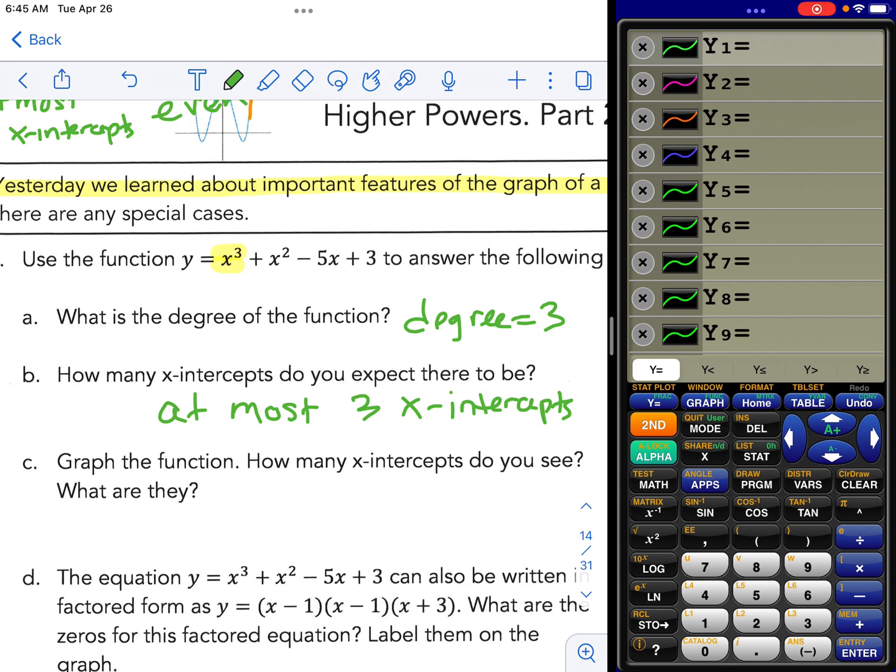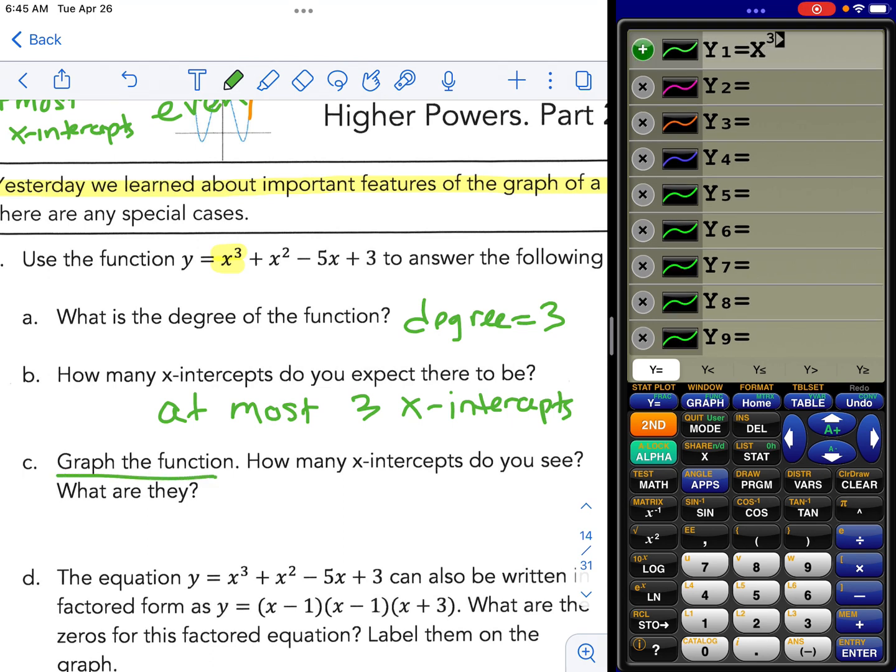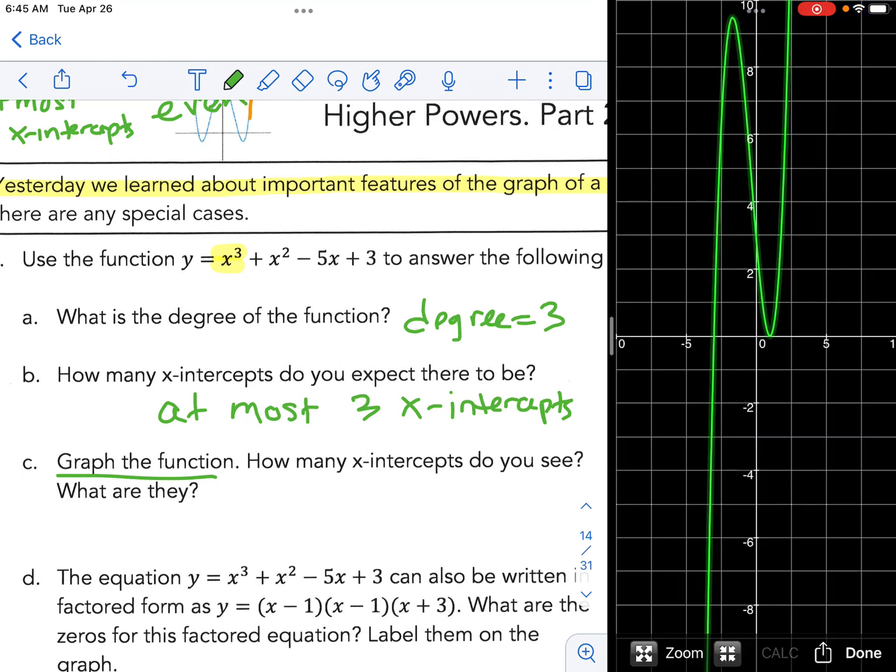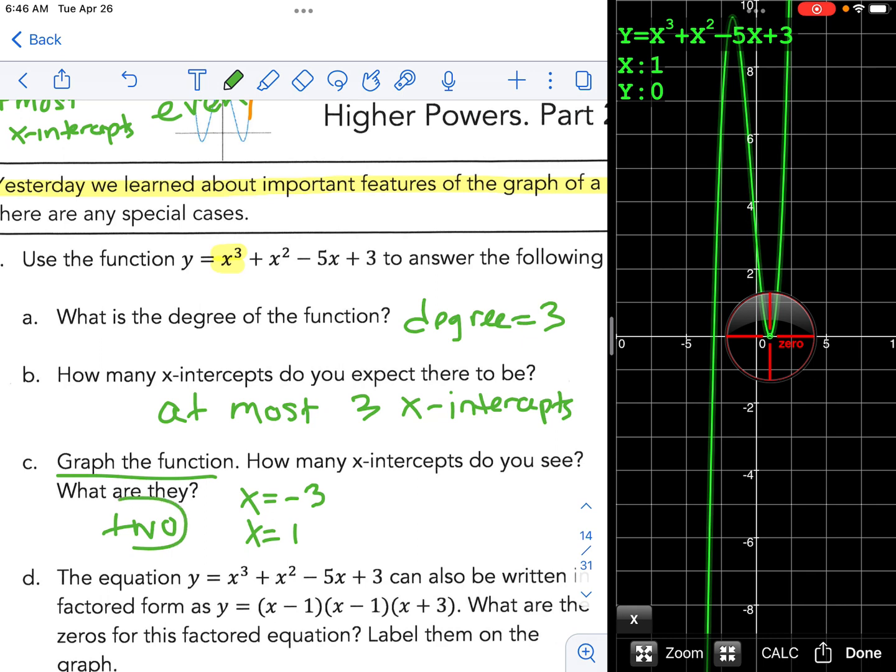And then it's asking us to graph the function now, and let's see how many we actually do have. So we're going to put this in, x cubed plus x squared, using my squared key, minus 5x plus 3. And when we graph that, we see one intercept right here at -3. So we have an intercept at -3, and we have an intercept here at 1. So we only see 2. So we don't have 3 like the degree would indicate.